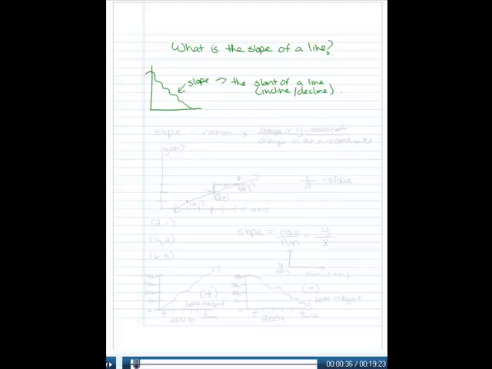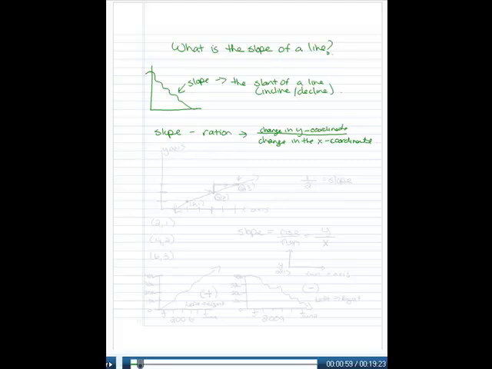More specifically, a slope is a ratio. It's a fraction that compares two things. It compares the change in the y-coordinate to the change in the x-coordinate. So what do I mean, the change in?